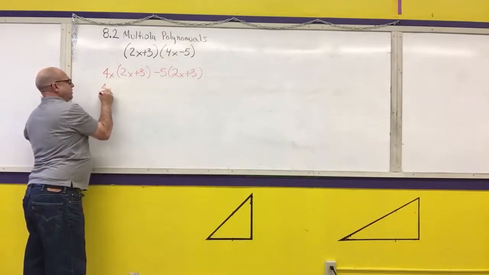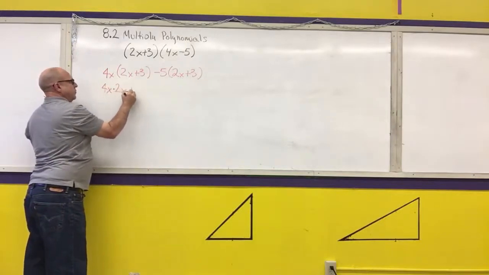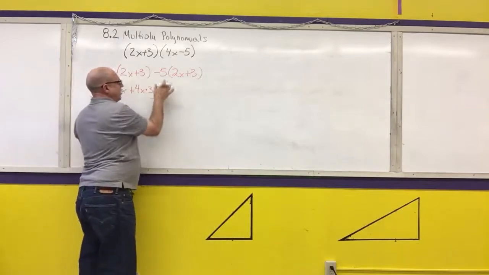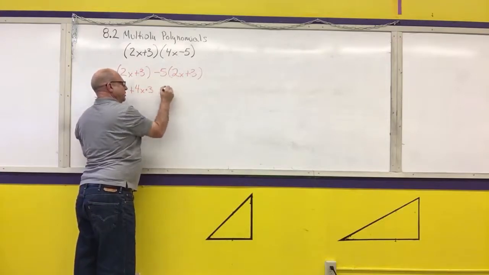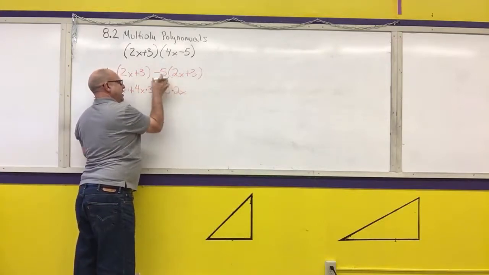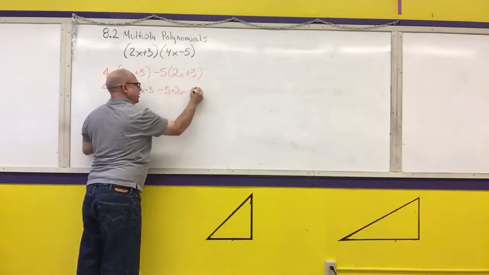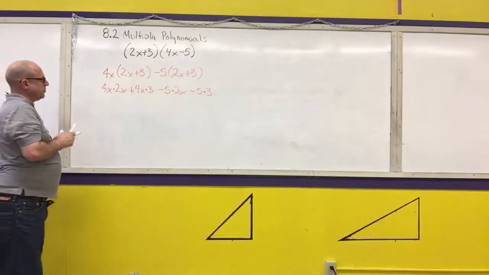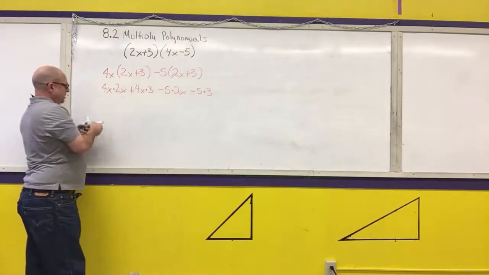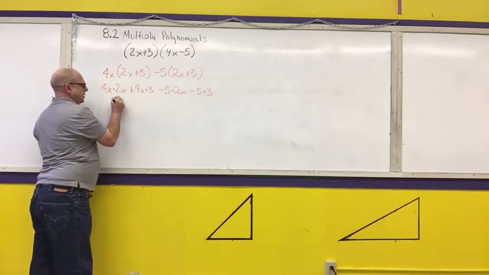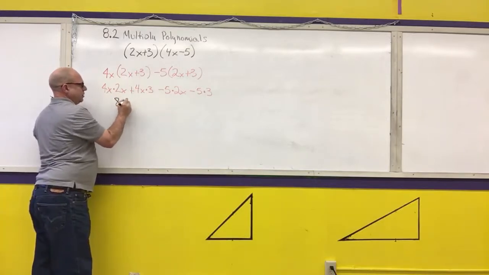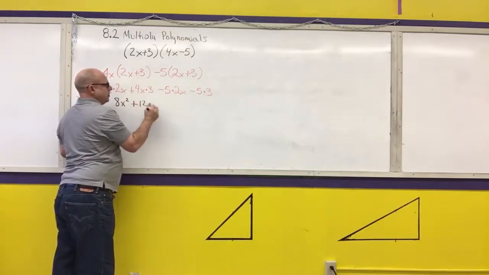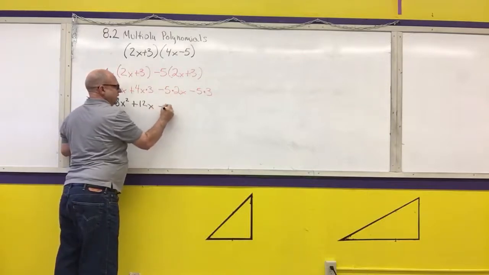So I have 4x times 2x plus 4x times 3. Then I have a minus 5 times 2x and a minus 5 times 3. And then I do these multiplications. 4x times 2x, 4 times 2 is 8. X times x is x squared. 3 times 4 is 12x. Negative 5 times 2 is negative 10x, minus 15.